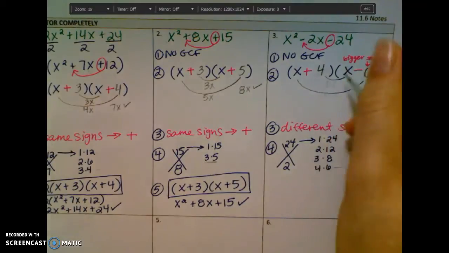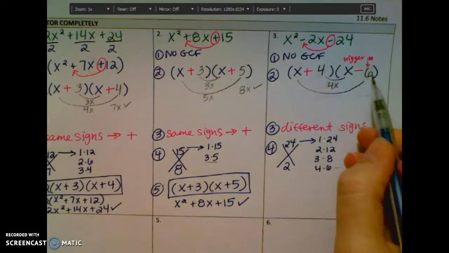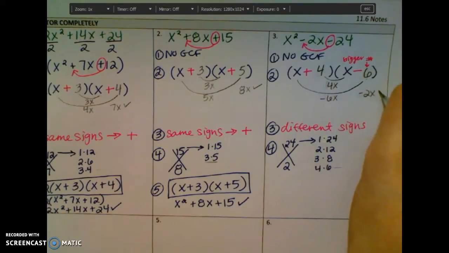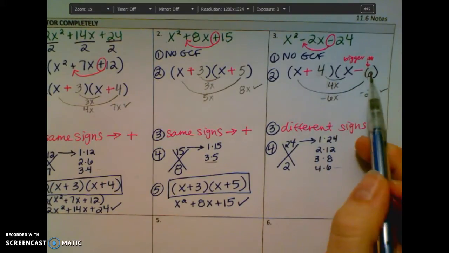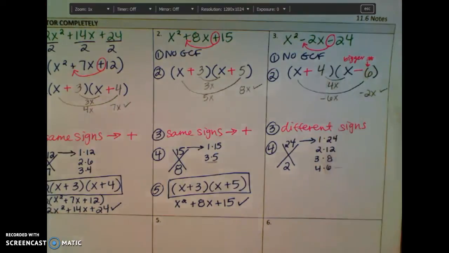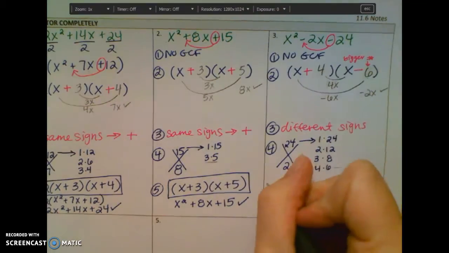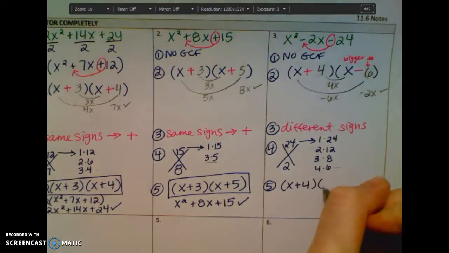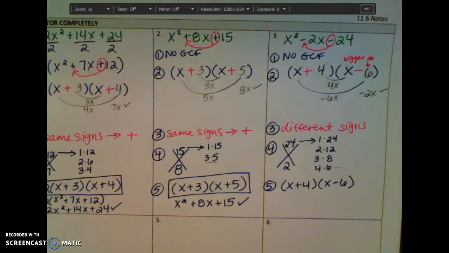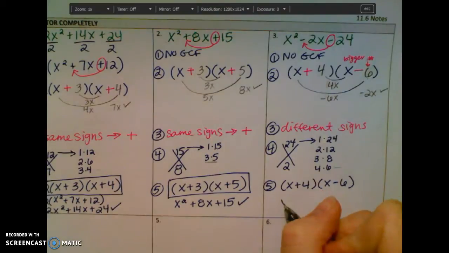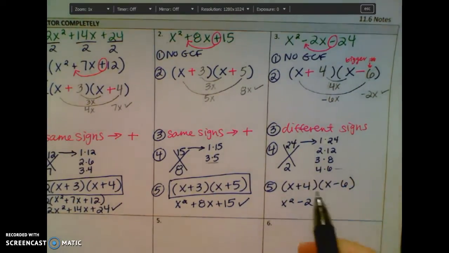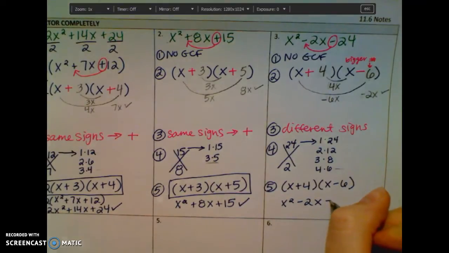4 times x gives us 4x, and 6 times x gives us a negative 6x. That gives us negative 2x, and that is what we want. So we have the bigger number, the 6 goes there, and we have the 4. So now that we figured that out, we can go to our last step where we write them side by side, x plus 4 and x minus 6. And then let's multiply them out just in case. So we have x times x gives us x squared. We already know the middle is going to give us a negative 2x. And 4 times negative 6 gives us negative 24.